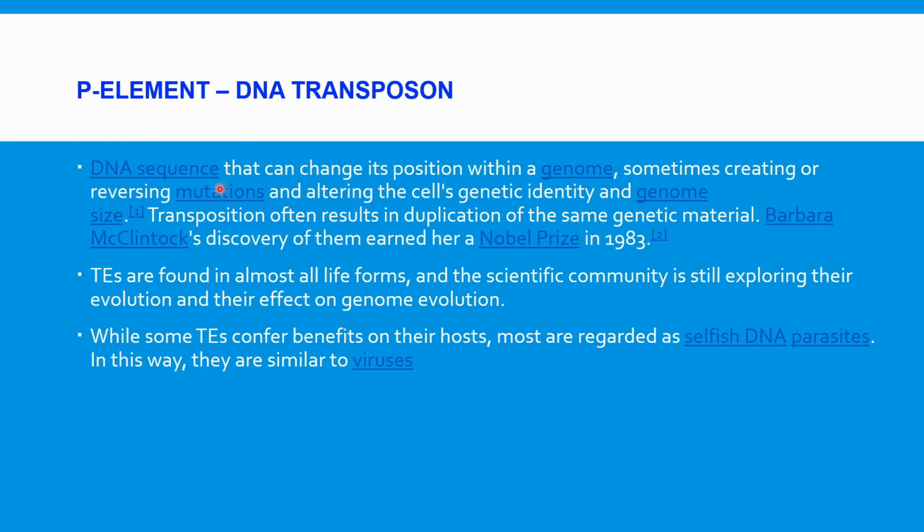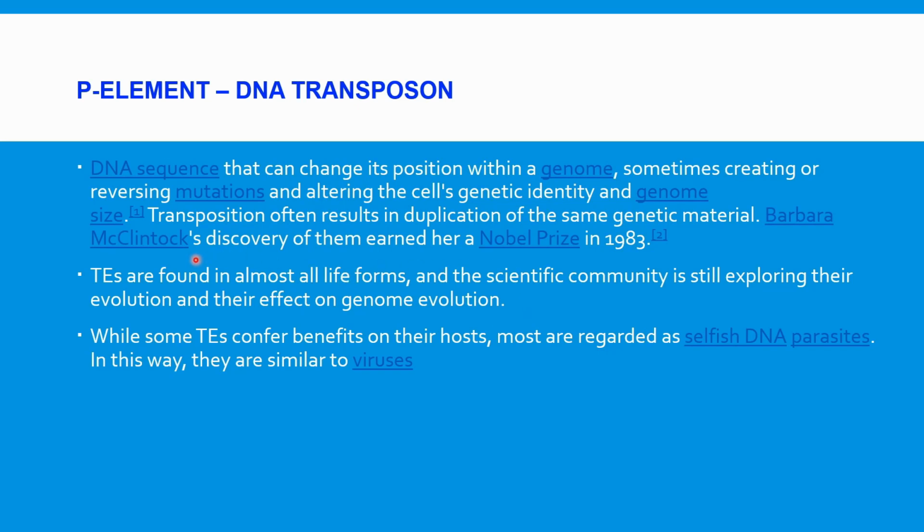So it's a DNA sequence that can copy and paste itself around the genome. Sometimes when it lands in a new position, it can create mutations. We can use it as a tool, perhaps, to reverse mutations. And so it's usually copy, paste, duplication of the same genetic material. These transposable elements, as they are called, these DNA transposons, are found in almost all life forms, and their origin and evolution is being examined, as is their effect on genome evolution.